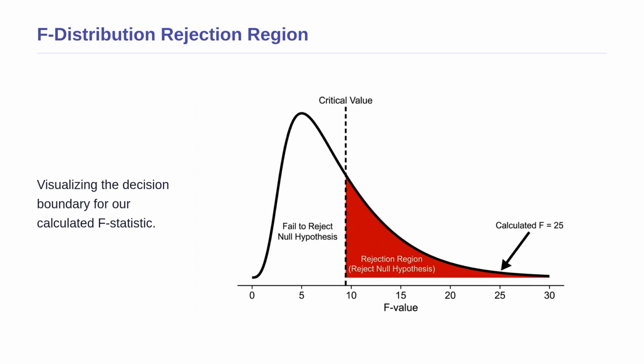To the left is the white region where we fail to reject the null hypothesis. Most of the time, random noise produces a small F value near the peak. However, our calculated F value of 25 lands far out to the right in the red shaded tail called the rejection region. The chances of landing in that red zone by pure luck are incredibly tiny. Therefore, we reject the idea that it was luck and conclude the variable has a real effect.